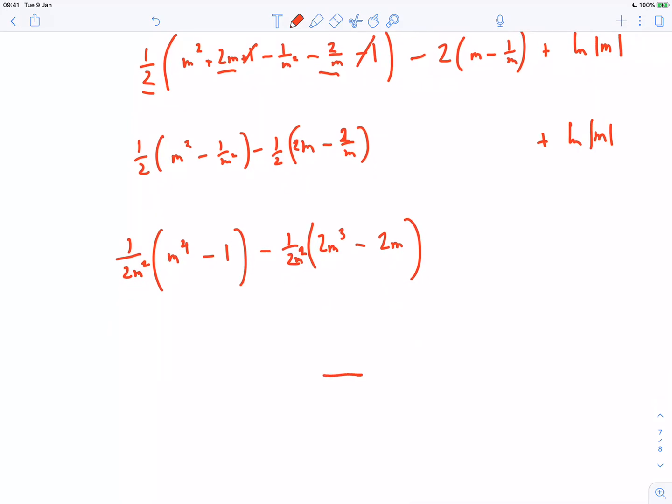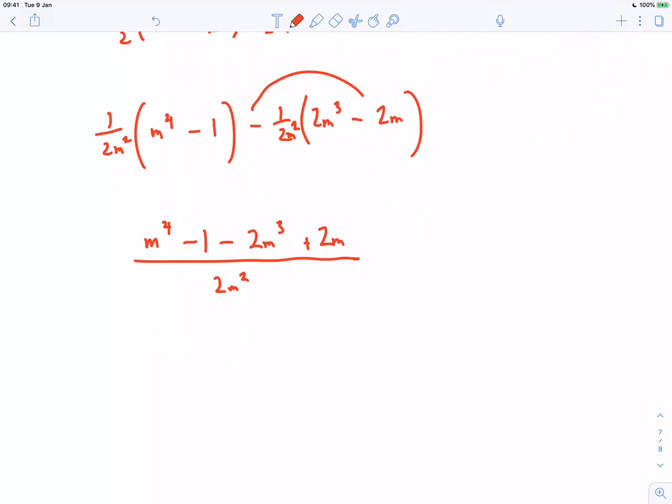So I'm actually going to have all over 2m squared, lots of m to the 4, minus 1, minus 2m cubed, minus 2m is plus 2m. So I'm going to have m to the 4 minus 2m cubed plus 2m minus 1.